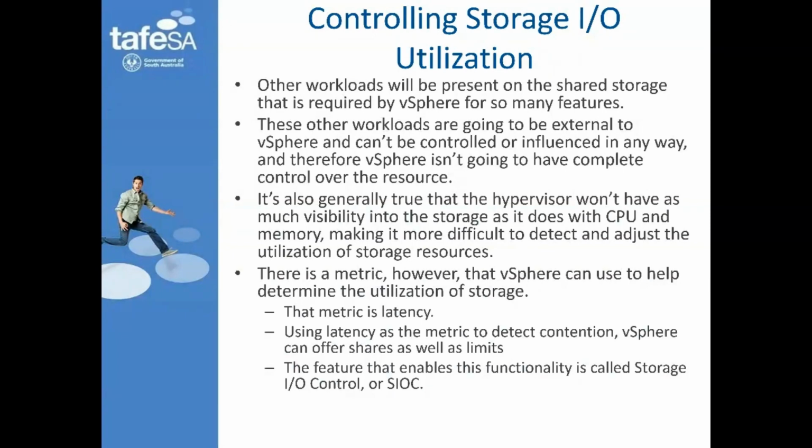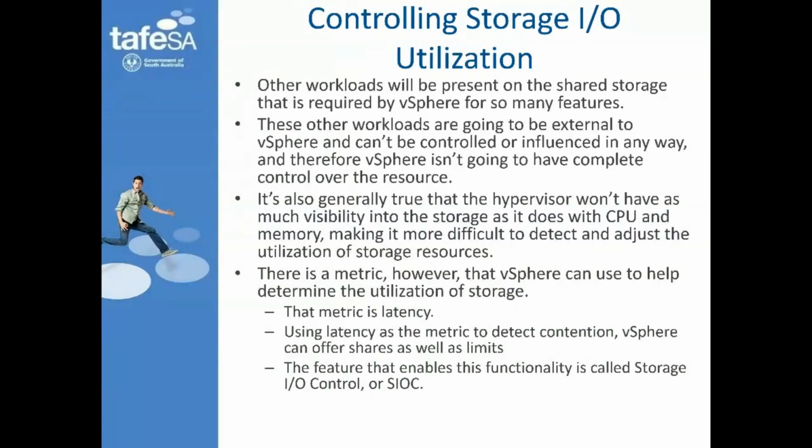It is also generally true that the hypervisor won't have much visibility into the storage, as it does with the CPU and memory, making it more difficult to detect and adjust the utilization. Because we've got shared storage, the hypervisor does not control it. The hypervisor only uses it. Whereas the CPU, the memory, the network, all part of the hypervisor hardware, isn't it? So it has more control.